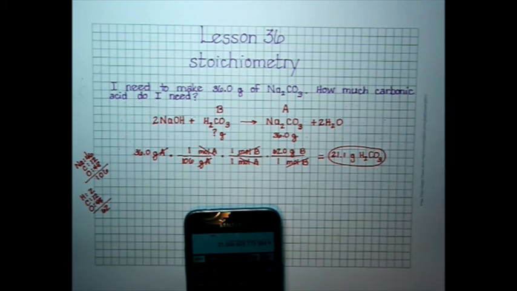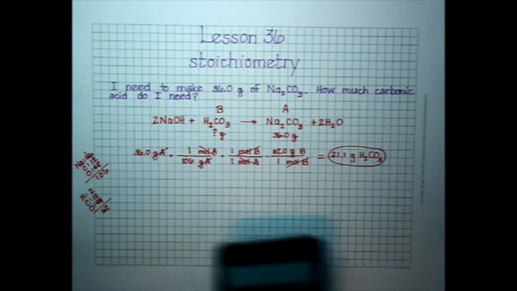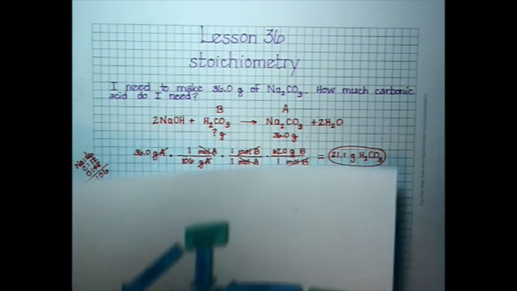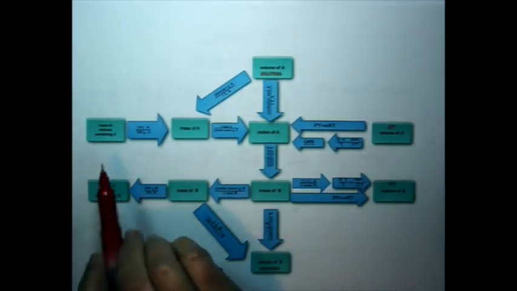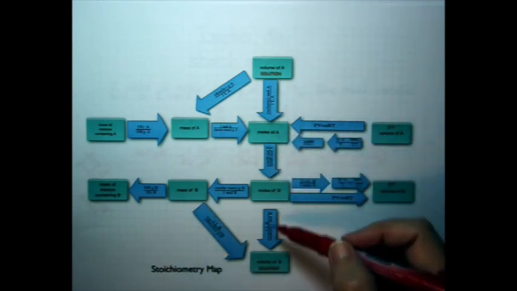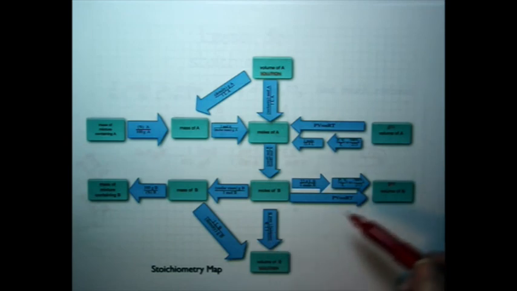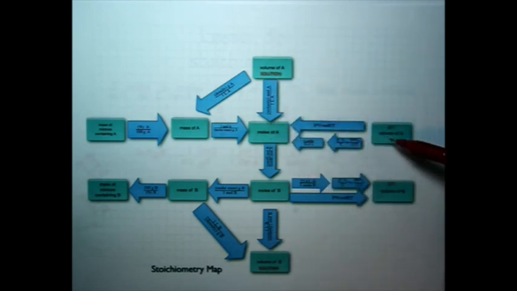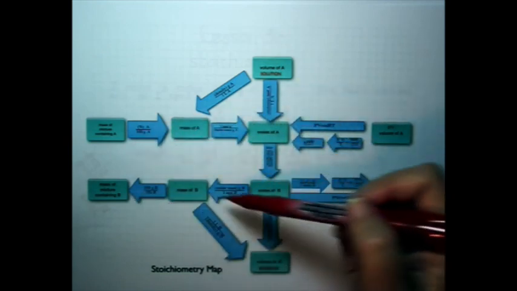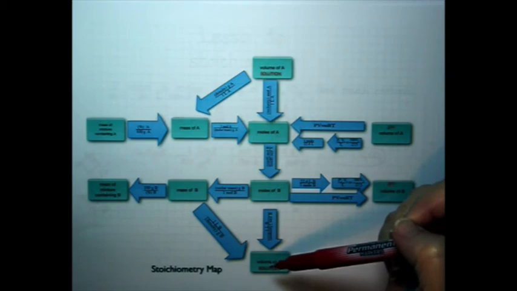Pretty painless, yes? All right, now that was probably the most common kind of stoichiometry problem, but by no means the only kind of stoichiometry problem. We could start with a mixture and work our way back around to mass, or we could start with the volume of a gas and work our way around to the volume of a solution. We can start at any of the green rectangles and work our way to any other green rectangle.